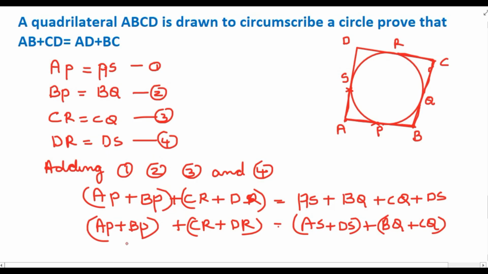Now what is AP plus BP? AP plus BP is AB. Same way, what is CR plus DR? CR plus DR is DC or CD, because in the question it is CD, so I will write it as CD, equal to what is AS plus DS? AS plus DS is nothing but AD, and BQ plus CQ is nothing but BC. So thus we have proved that AB plus CD is equal to AD plus BC using the property: lengths of tangents drawn from an external point to the circle are equal.